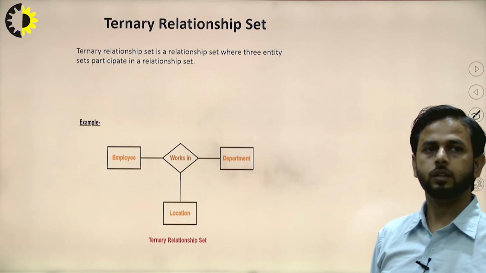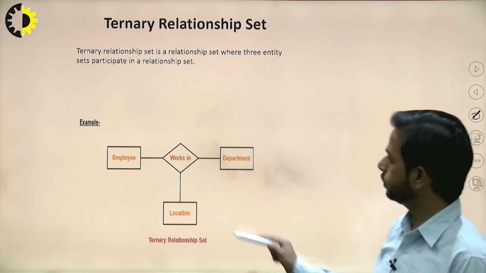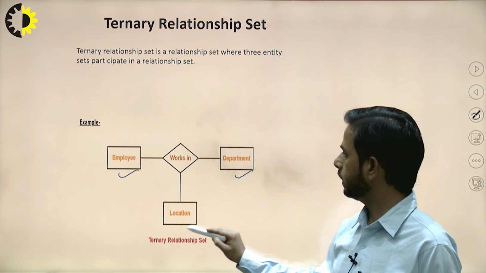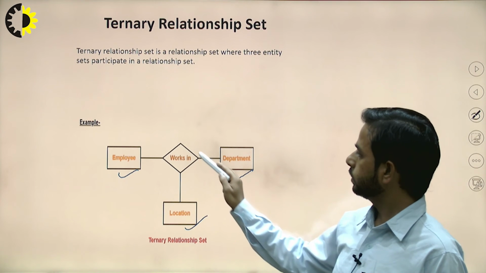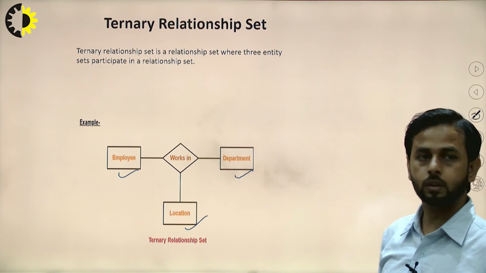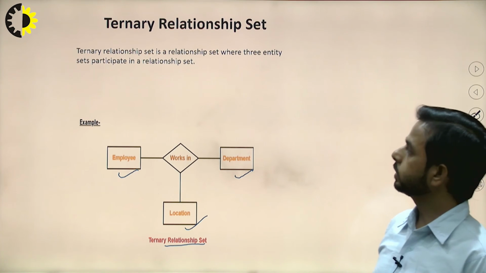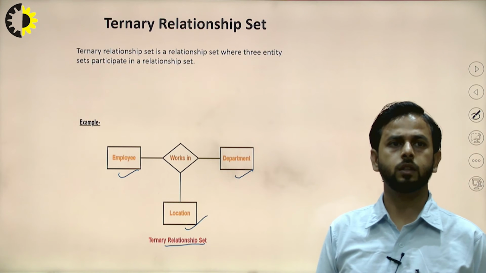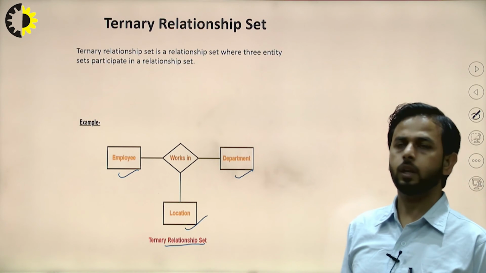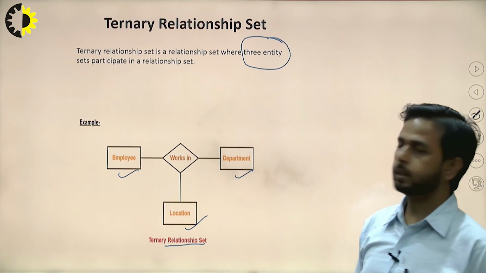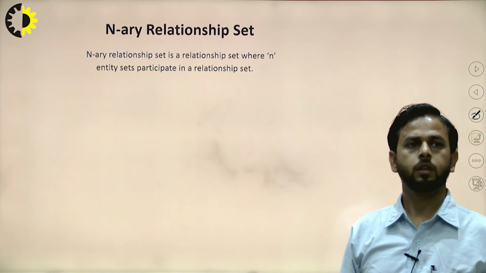Next is the ternary relationship set. So there are three entities, employee, department and location, and the relationship is works in. So this is a ternary relationship set. A ternary relationship set is a relationship set where three entity sets participate in a relationship set.